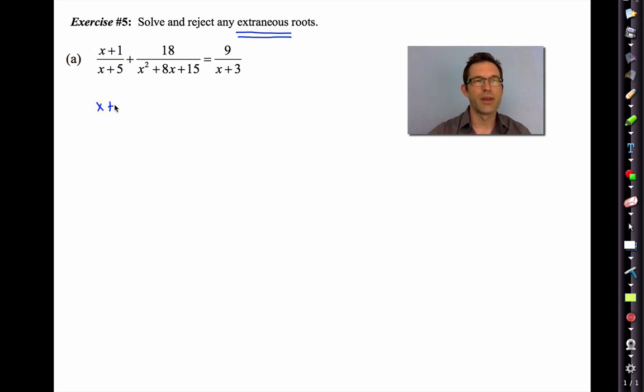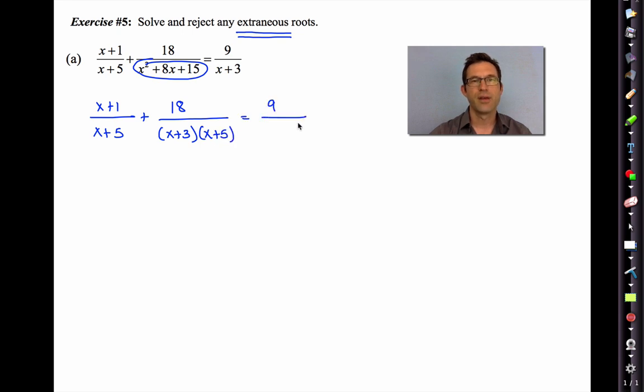Now, probably, if nothing else in this unit, when you see something like this in a denominator, you probably think to yourself, I should probably factor that. In fact, it factors as x plus 3 times x plus 5. So I haven't really done anything yet in this problem other than rewrite that one denominator in its factored form. But now I need something that will cancel an x plus 5 and an x plus 3. That means I'm going to multiply both sides of this equation by x plus 5 times x plus 3.